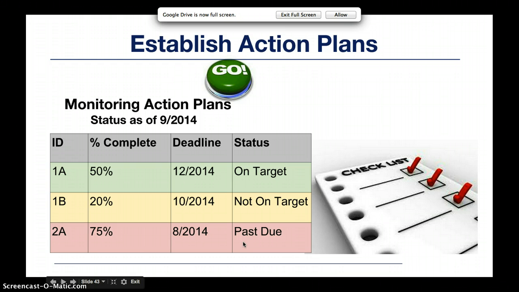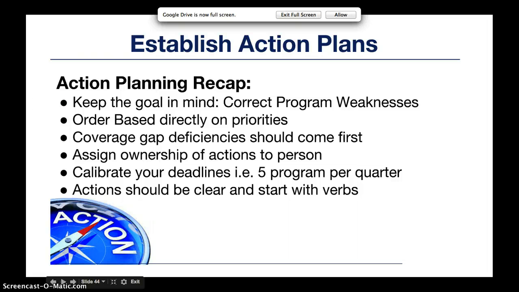So have a monitoring worksheet. You don't have to get fancy with this stuff. Just have the ability to track. It's one thing to document these plans, but a lot of times the failing is in the failure to monitor them. Let's look at a recap here so that I can leave you with these really important items.